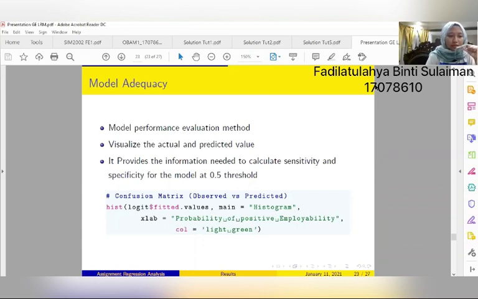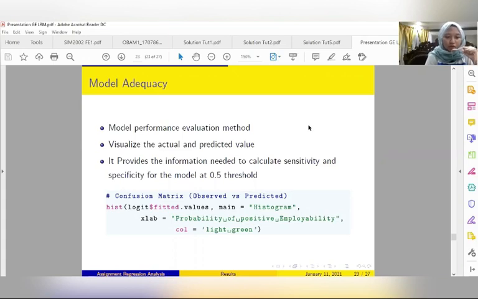In our analysis, model adequacy is evaluated based on the confusion matrix and the receiver operating characteristic curve. But first, I will explain the confusion matrix. The confusion matrix is used to evaluate the model performance by visualizing the actual and predicted values. It also provides the information needed to calculate sensitivity and specificity for the model at the 0.5 threshold.